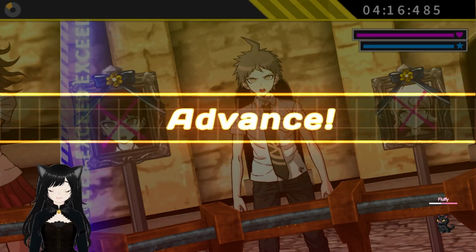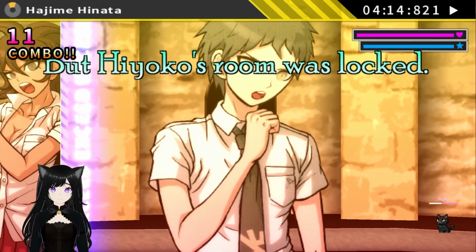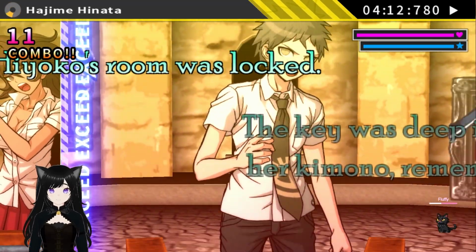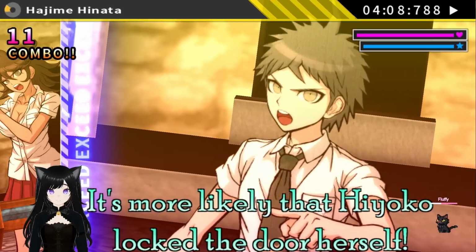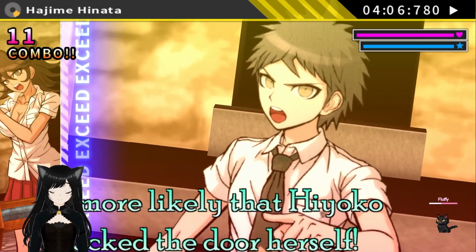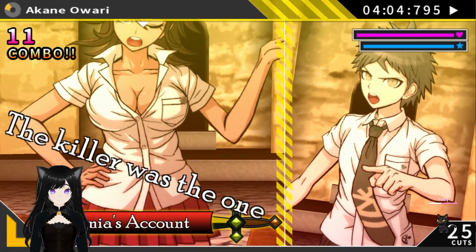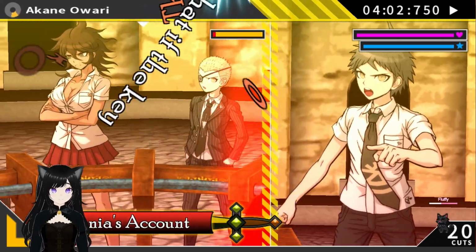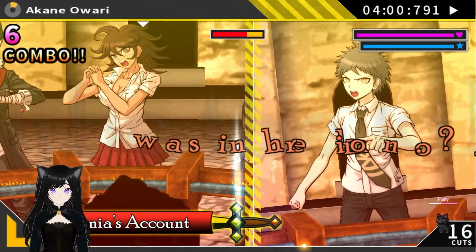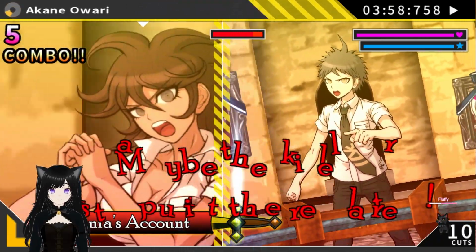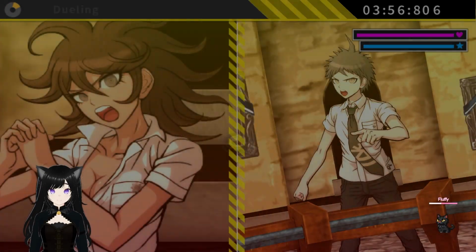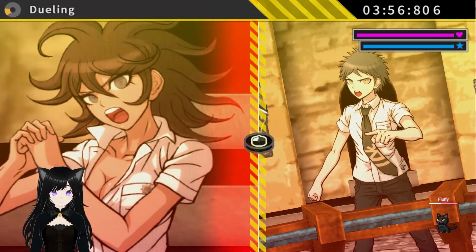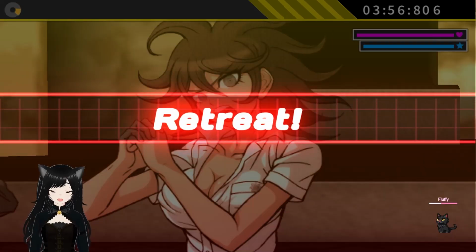Okay. But Hiyoko's room was locked. Right. The key was deep inside her kimono, remember? Yes. It's more likely that Hiyoko locked the door herself. Yes. The killer was the one who locked the door. So what if the key was in her kimono? Maybe the killer just put it there later. I can't back down! No. Oh my goodness, that's so hard.